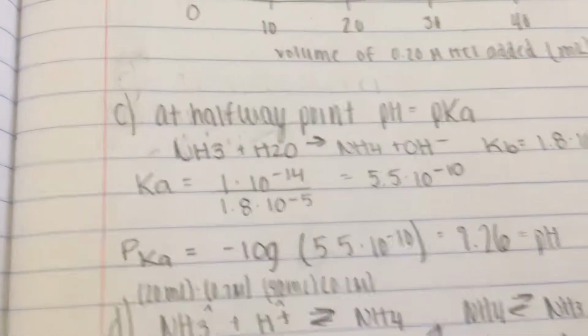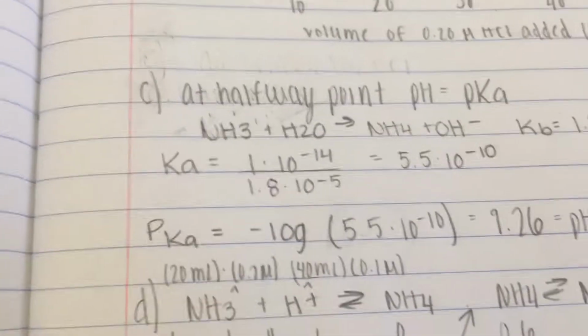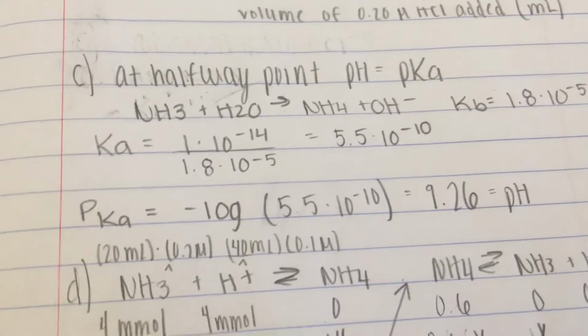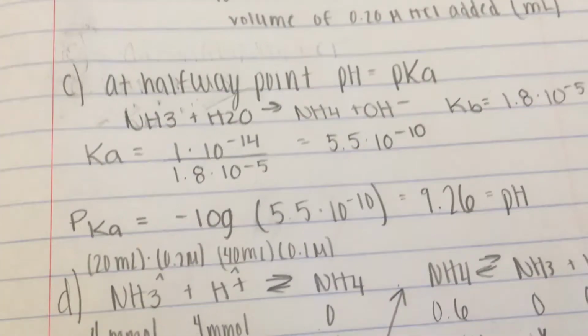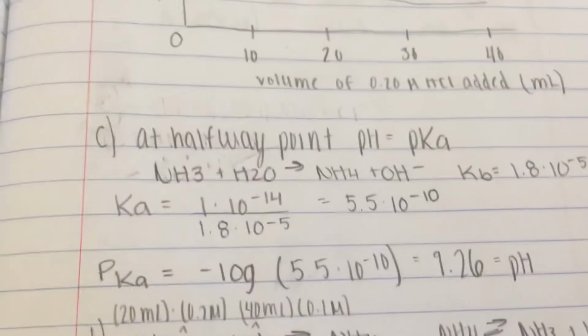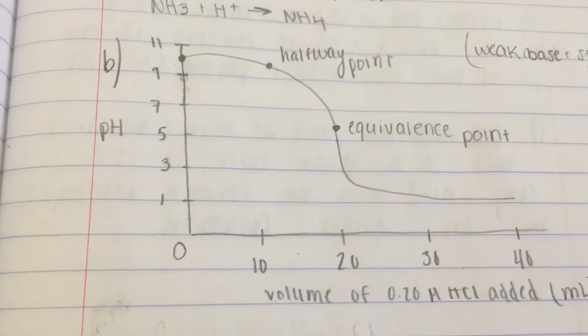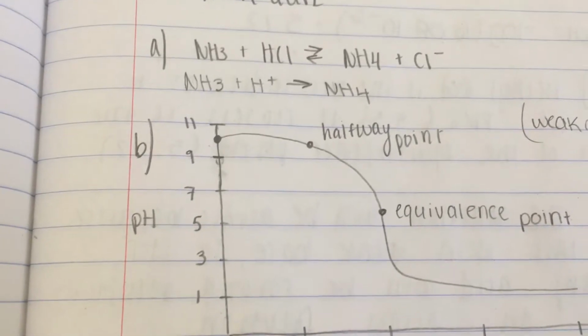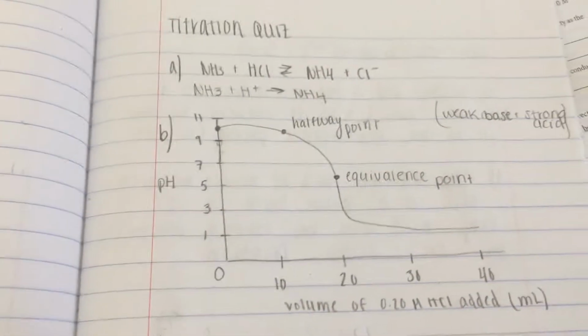So pKa is the negative log of Ka. So the negative log of 5.5 times 10 to the negative fifth equals 9.26, which is the pH at the halfway point. So on our graph, the halfway point is at 9.26, approximately.